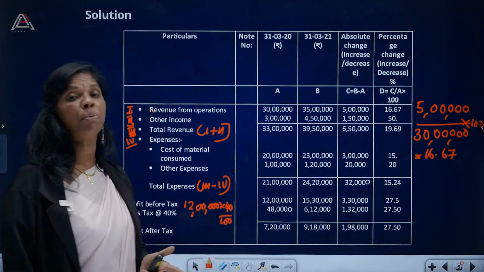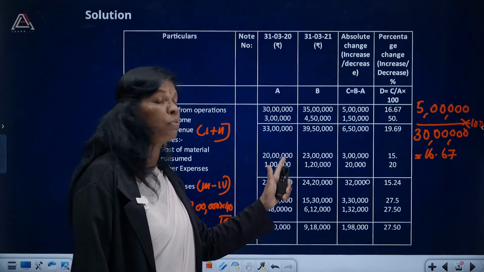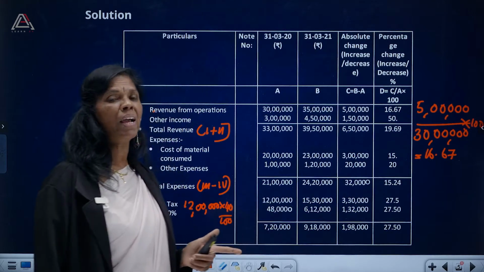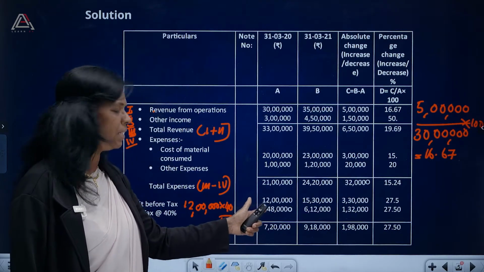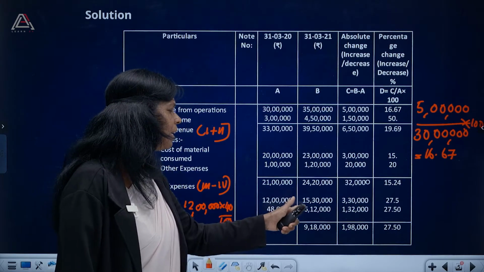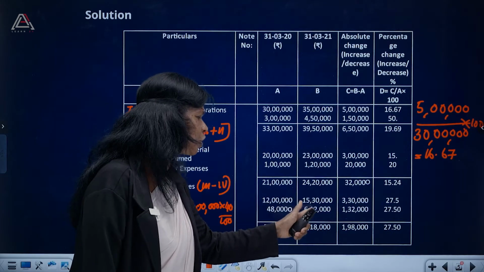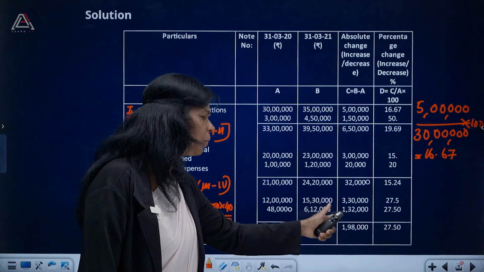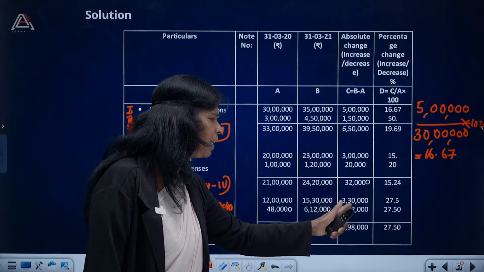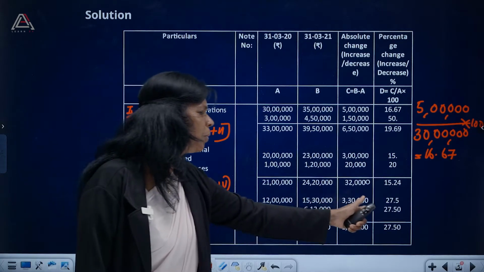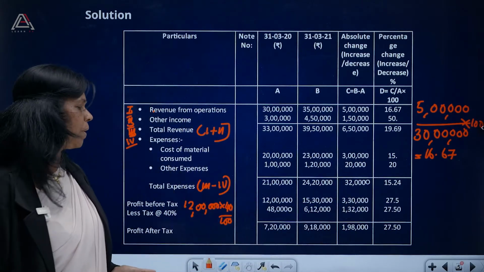First case profit before tax is 12 lakh. Second case 15 lakh 30,000. Then 40% of 12 lakh is 4 lakh 80,000. Then 40 percentage of 15 lakh 30,000 is 6 lakh 12,000. Then here also we have to find out 40%. Then 1 lakh 32,000 divided by 4 lakh 80,000 into 100 is 27.50.